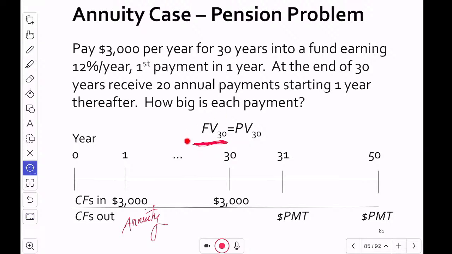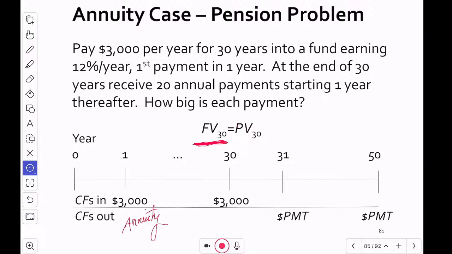So I'm going to demonstrate how we deal with that. So that's for the deposits. For the withdrawals, so we're here at time 30 now. We're standing here, and we're going to accumulate this to time 30, and then we're going to look forward. And looking forward, we're going to treat this point in time as the present value perspective of what's to come. And what's to come is that we're going to withdraw from this fund.